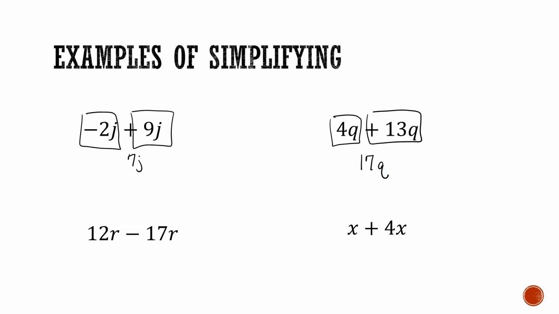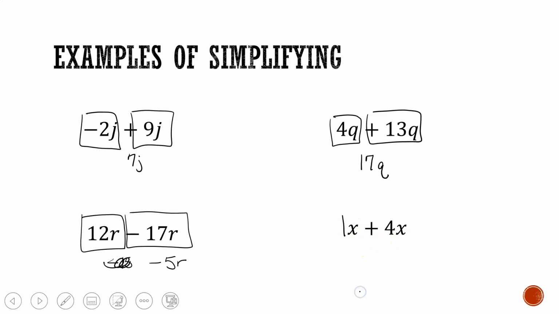12r minus 17r. Again, they are like terms, so I'm going to take 12 minus 17, which is negative 5. I'm sorry, negative 5. Saying one thing, writing another. Negative 5r. X plus 4x, that's really 1x. These are the same variable to the same power. 1 plus 4 is 5. So this is 5x.